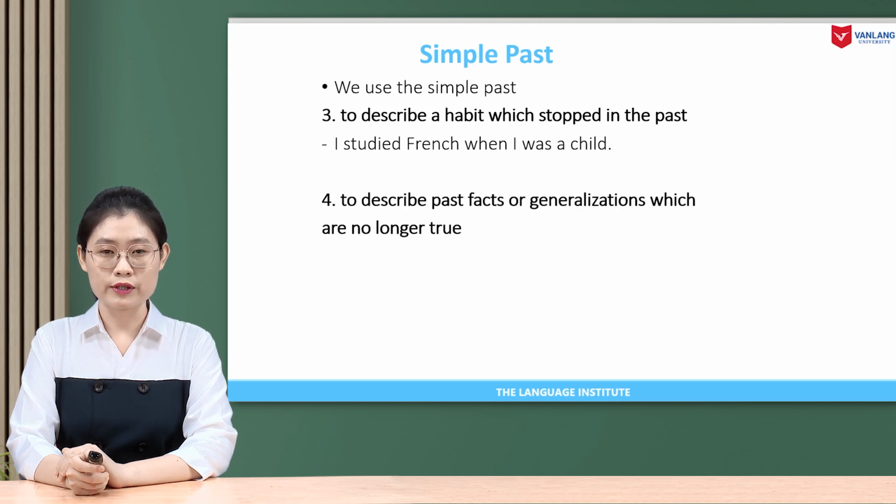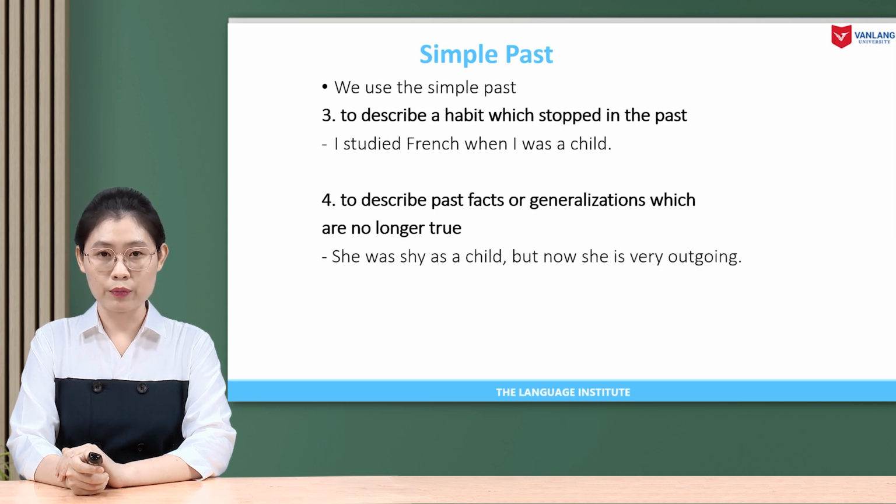Another use of simple past is to describe past facts or generalizations which are no longer true. For example, she was shy as a child, but now she is very outgoing. So the fact that she was shy is already in the past, because she is grown up now and she becomes more outgoing. We have learned the 4 uses of simple past.